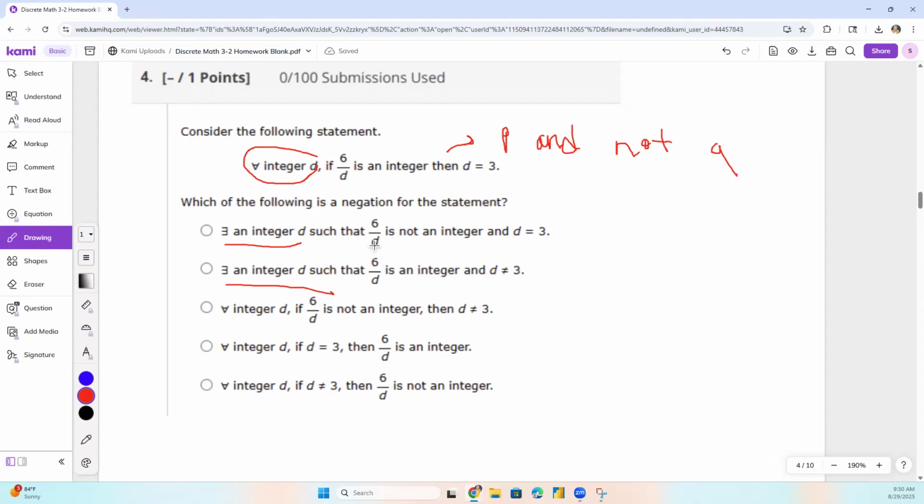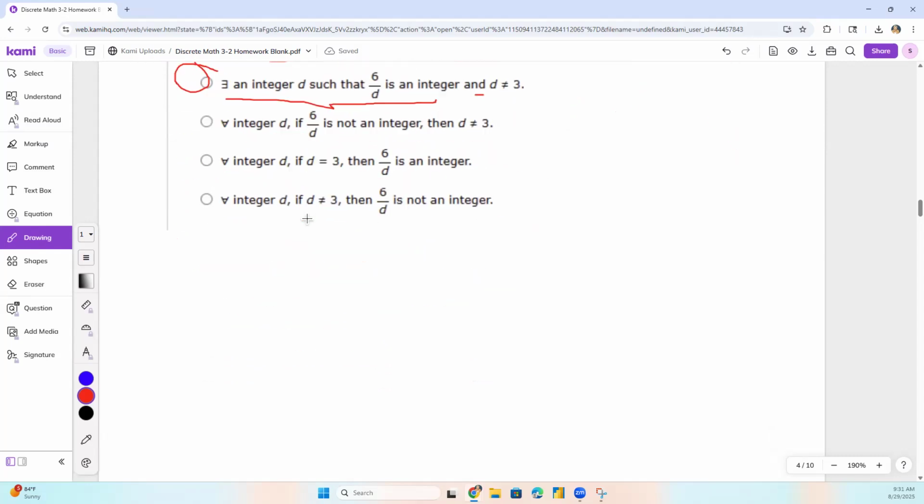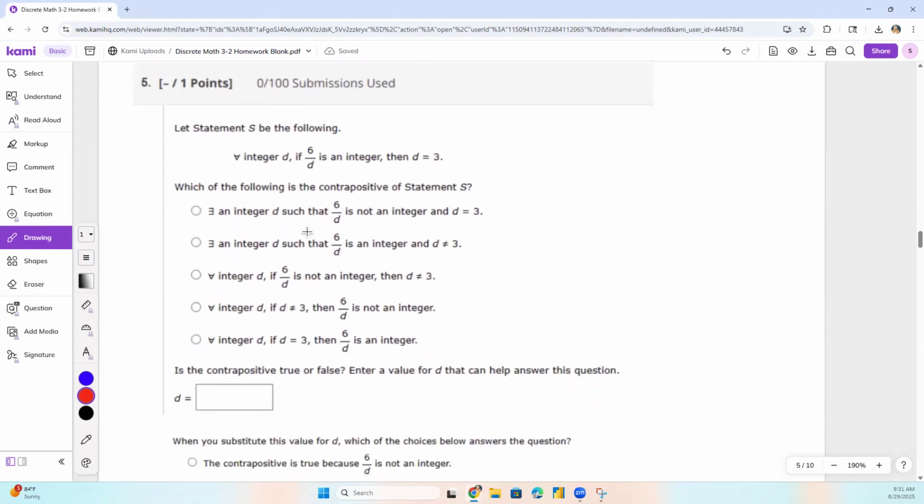Such that 6 over d is an integer. So it's going to stay the same. 6 over d is an integer. I'm going to use and. I'm going to negate this: d is not equal to 3. So the correct answer for this one will be B for this question. And this is how we do number 4, negating the statement.